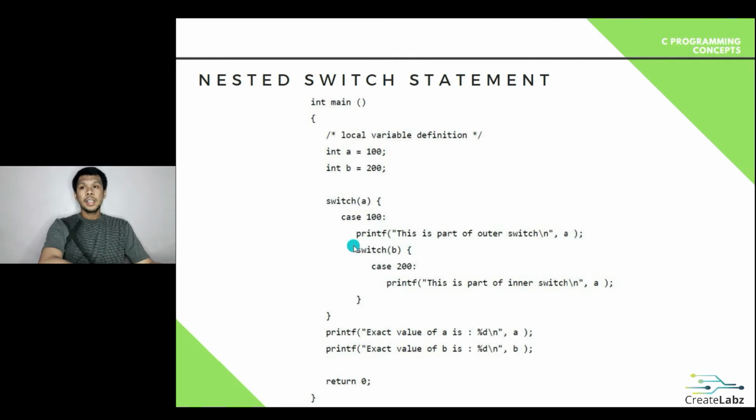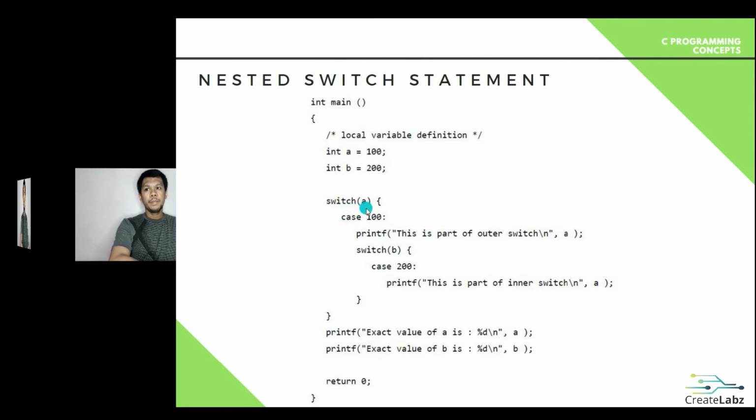Here you can easily see that printf is part of case 200, and then case 200 is part of switch B. And then switch B is actually on the same level with printf, and both of them, printf and switch B, are inside case 100. And then case 100 is inside switch A.